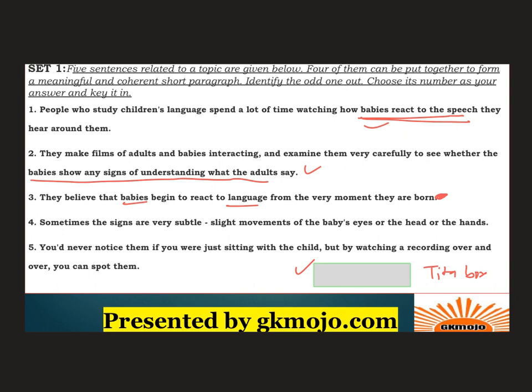So basically, according to my understanding, while all other sentences relate to the signs of understanding babies show while reacting to speech, sentence number 3 talks about when babies begin to show understanding, which is a slightly different idea. We do not want to know when they start to understand. We are talking in all of the sentences about the signs of understanding babies show while reacting to speech. What are the signs? How can you understand that babies are reacting to the speech? That is what is spoken in all other four sentences.